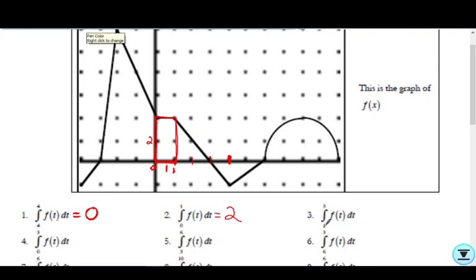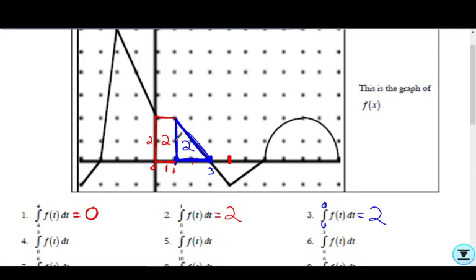Number 3, my area is from 1 to 3. So here's 1, here is 3. So we're talking about this area right here, this triangular area. What is this area? Well, the area of a triangle is 1/2 base times the height. The base is 2, the height is 2. So this area right here is 2. I'm going to write this in red, 2.